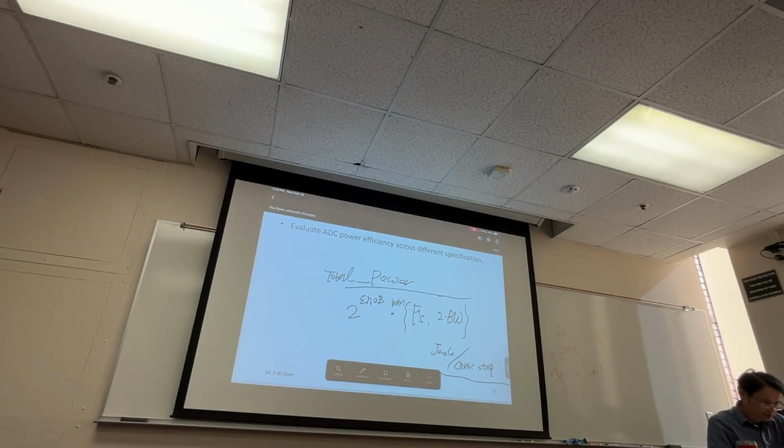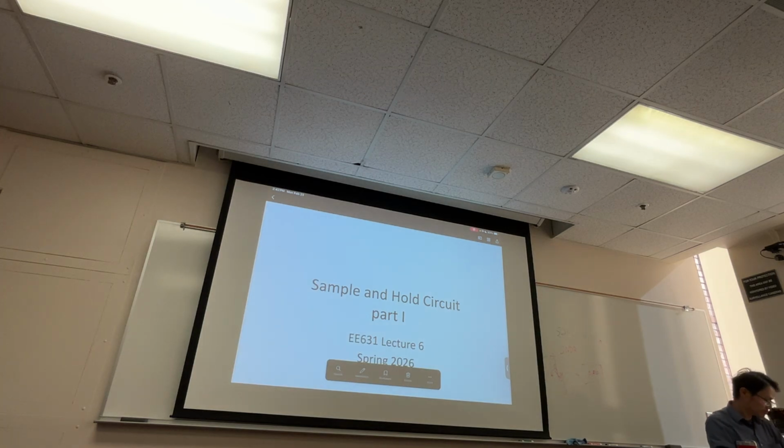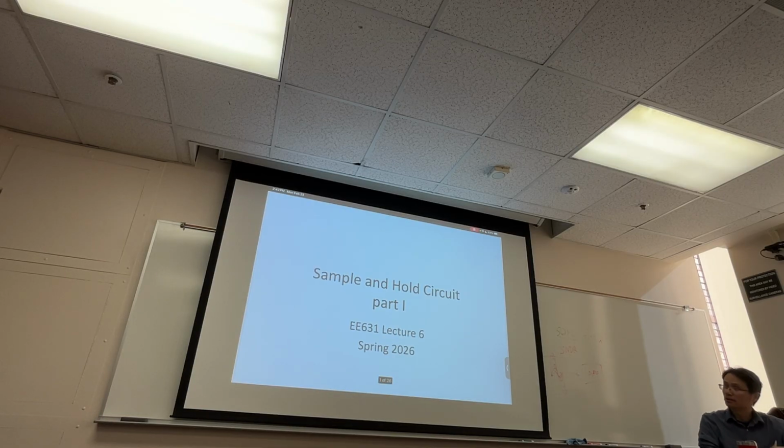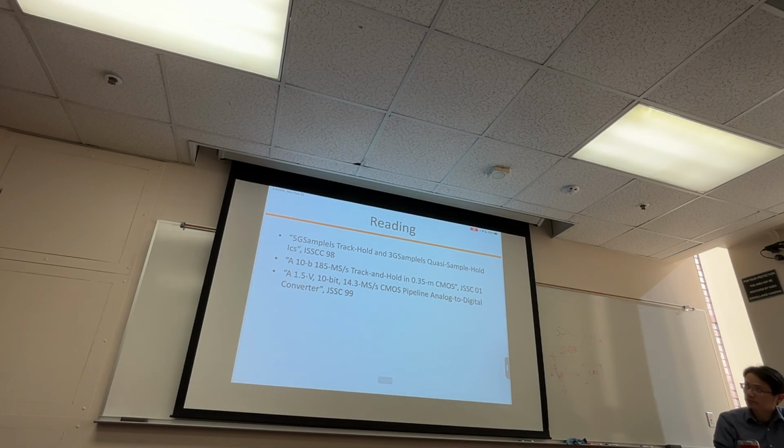So we can start going into more circuits. Okay, so the first circuit building block is called the sample and hold. This is pretty much the first block that you would design for the ADC. There are a few readers. I will upload all those, or you can search yourself. All these are IEEE papers, so you can search for those papers.